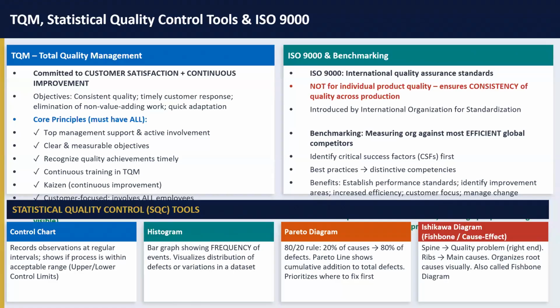So what is this ISO 9000? International Quality Assurance Standards. So it is not for individual product quality and it ensures consistency of quality across production. So I'll explain the meaning to you. Suppose we'll take an example of ITC.